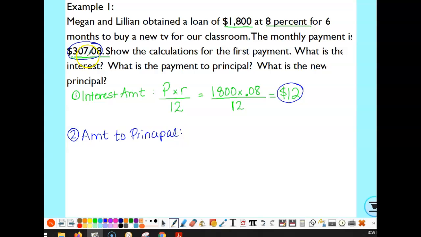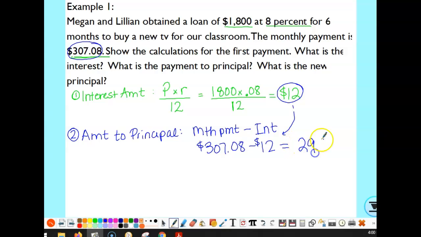So we're going to take that monthly payment amount and subtract out the interest. Our monthly payment amount is $307.08 and the interest amount that we have is $12. And so the amount that's going to go to the principal now is $295.08.